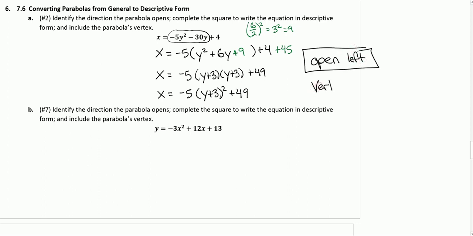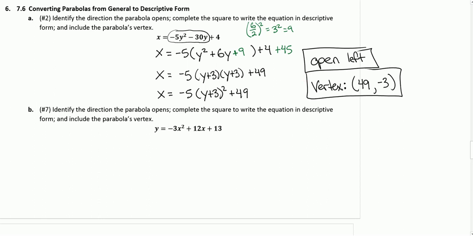For our vertex, we have a y plus 3 squared. So that 3 is going to give us our y value. We take the opposite of what's there, and so our y value becomes negative 3. The 49 gives us our other value, which in this case is the x value. Don't change the sign of the 49 though.